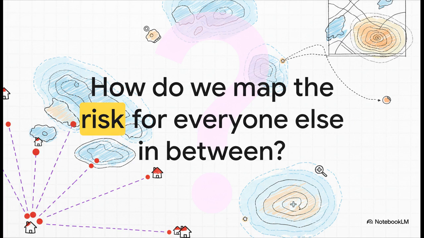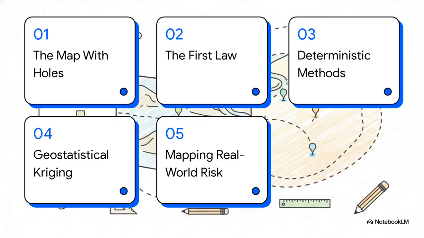This right here is the whole reason spatial interpolation exists. It's about turning scattered information into life-saving knowledge. So here's how we're going to tackle this. First, we'll talk about this map with holes. Then we'll get into the one simple rule that makes all of this possible. After that, we'll look at some simple ways to make a guess, and then a much, much smarter way. And finally, we'll put it all together to see how this stuff actually maps risk in the real world.